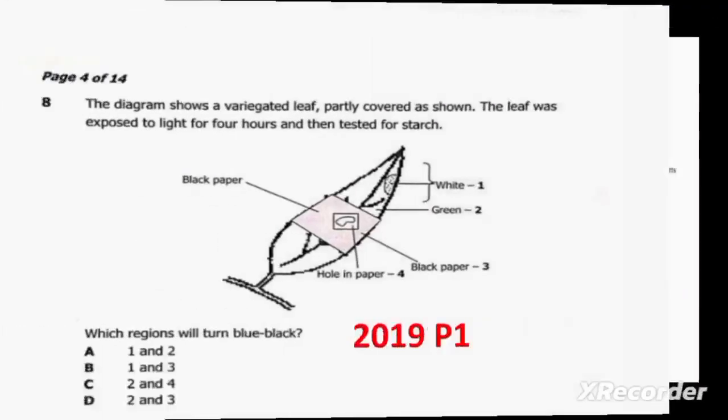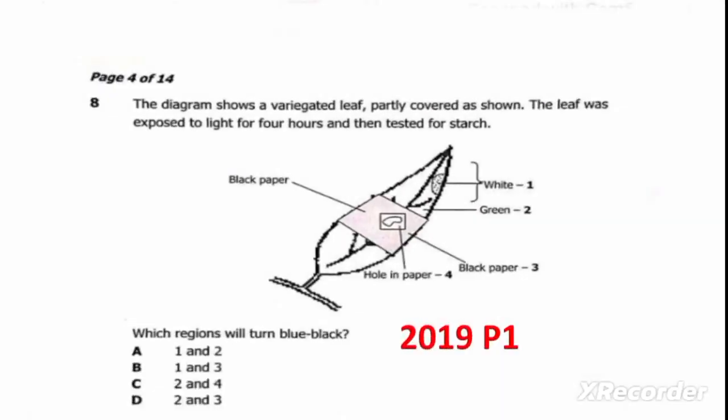Let us also answer this question that is coming from 2019 paper 1, which is question 8. The question reads: the diagram shows a variegated leaf. Remember, a variegated leaf is a leaf having two colors, green and white, or two patches, green patch and white patch, like we saw in the previous diagram. The leaf was exposed to light for 4 hours and then tested for starch. With iodine it will turn blue black.